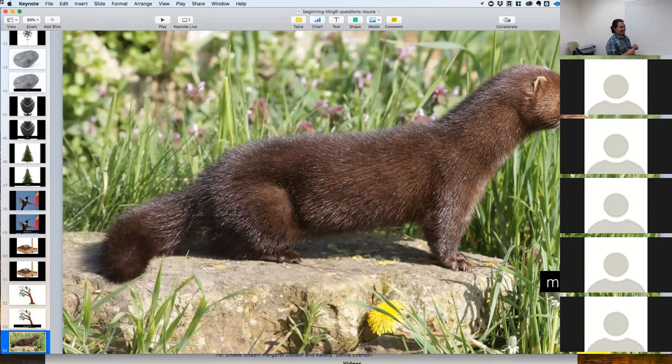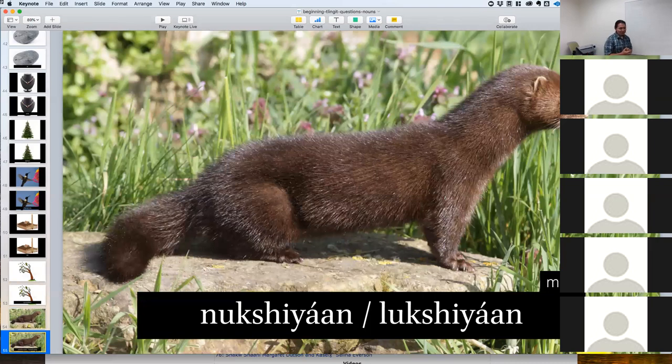That's a mink. Now, we've got to really learn our weasels. We'll work on that and I'll tell you my short story. Nukshiyan. In some places, they'll call it Shukshiyan. Most think it's Nukshiyan. I can't remember if I figured out who says Shukshiyan.